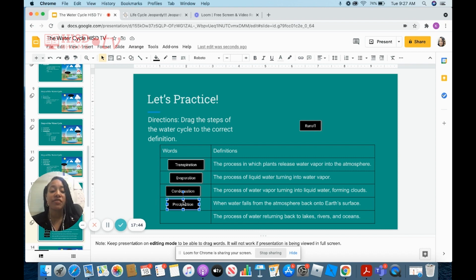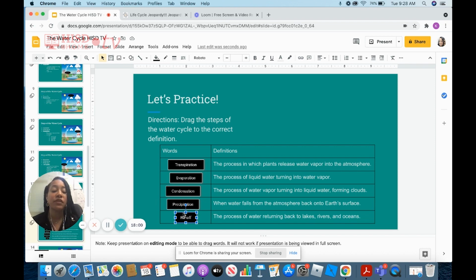And then the last one, the process of water returning back to lakes, rivers, and oceans. We only have one word left, so we know that that is runoff. So just to review, transpiration is the process in which plants release water vapor into the atmosphere.